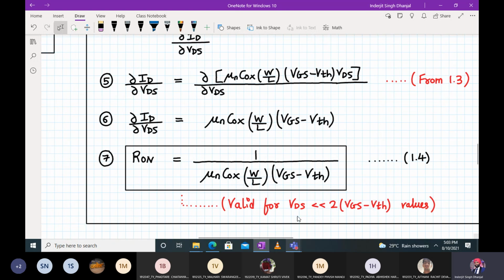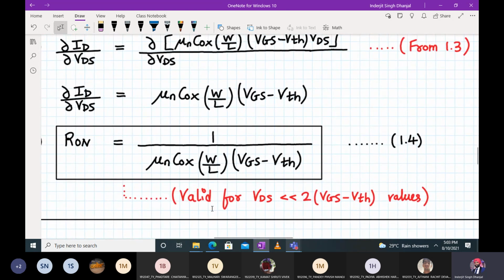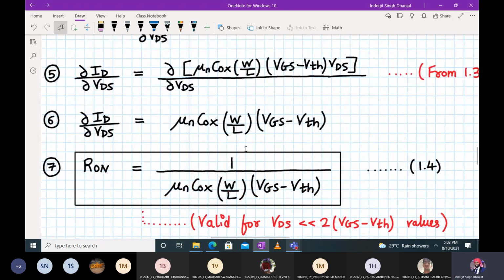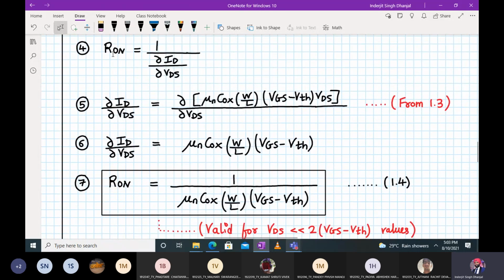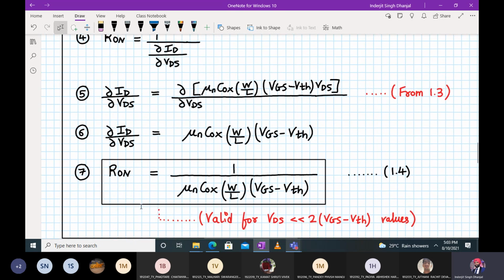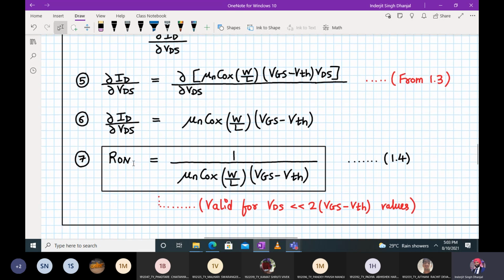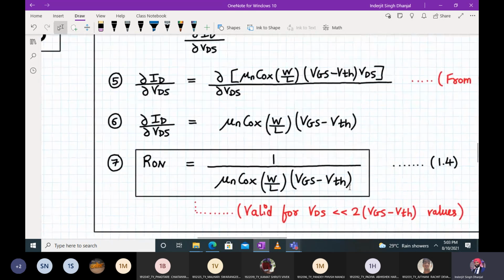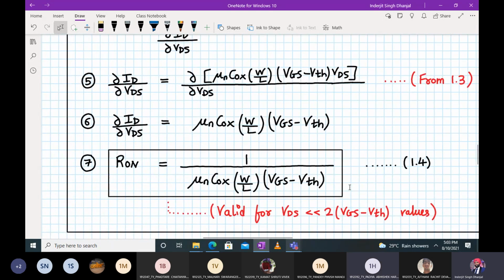And this is the formula which you must have used in your AVLSI lab. And this formula is valid in the deep triode region. So this is the condition for a deep triode region. If you're noting down something, note down the first step and the last step. The first step is this, 1 upon delta ID upon delta VDS. The last step is this, the R on expression. They can ask you in the exam, derive the expression of R on for a MOSFET to be in the deep triode region. So R on will be given by the formula 1 upon mu n Cox W by L into VGS minus VTH. Anyone having any doubt in this? No, sir.